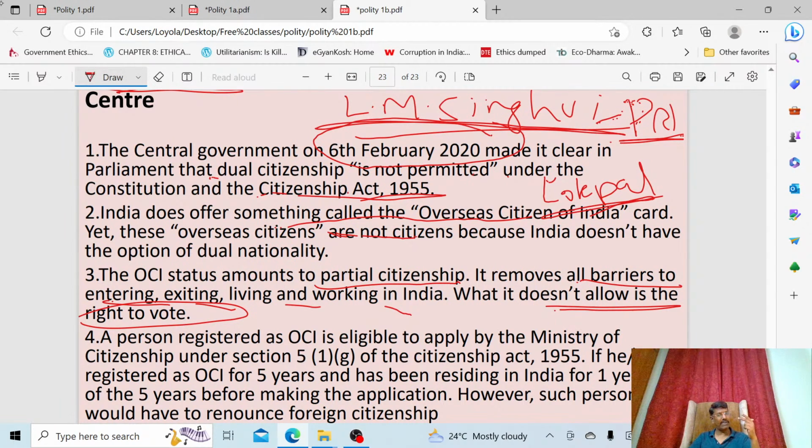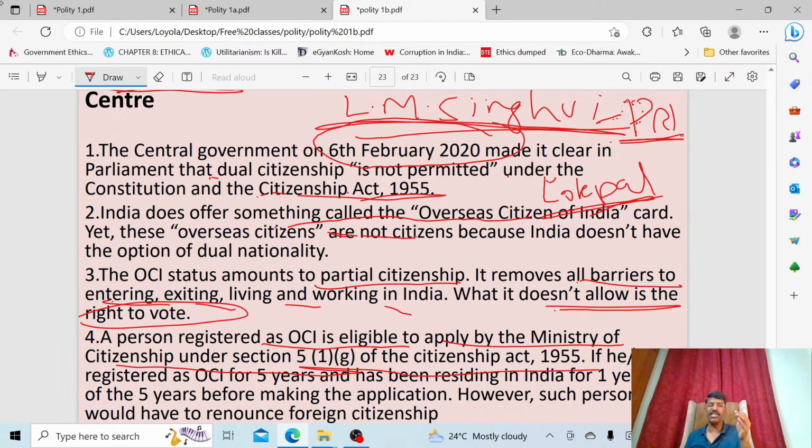And right now, the government accepted the provisions on the basis of the electoral reforms by the Law Commission of India. The postal ballot is a possibility for NRI residents, but it is not yet implemented by the government of India. It exists only as a recommendation. And the second thing is that, as part of the L.M. Singhvi committee, a person who registered himself as an overseas citizen of India is eligible to apply to the Ministry of Citizenship under Section 7G of the Act.